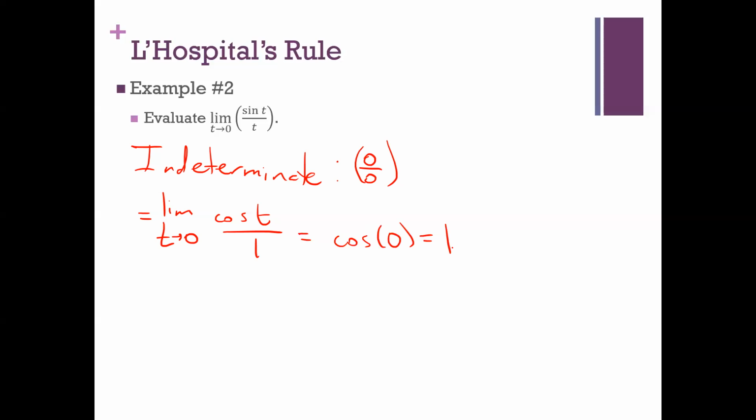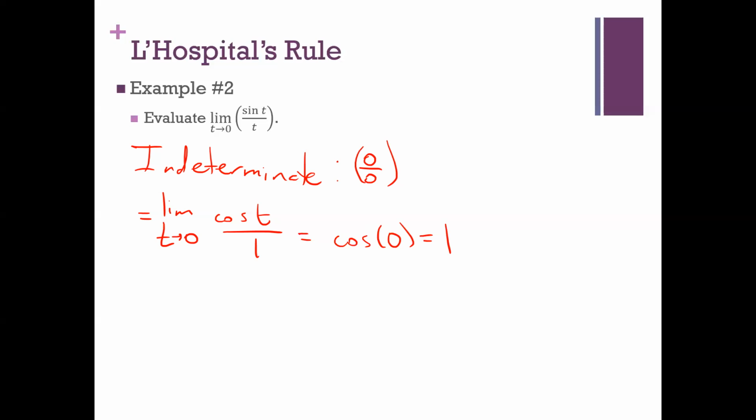And just one thing I'll remind you of, something we said a while ago, maybe you forgot. All trig functions are continuous if they're defined. And cosine is defined everywhere, so the limit is equal to cosine of 0.